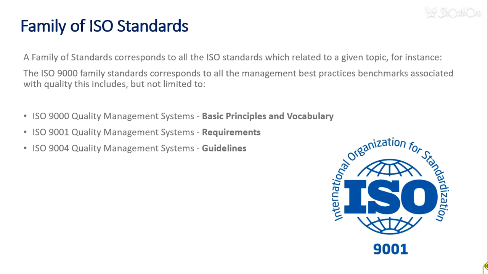There are families of ISO standards, and what this means is that the families are unified by the topic that they're referring to. For example, the ISO 9000 family of standards corresponds to all the management best practice associated with quality. In this family, we have ISO 9000, which refers to the basic principles and vocabulary. ISO 9001 specifies the requirements, and ISO 9004 gives you the guidelines on how to implement the requirements.